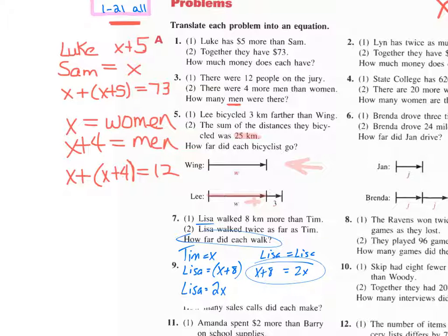Everybody see that? So this time they're telling us to use a W. So here, my equation, W for Wing, and then Lee is 3 plus W, or W plus 3. Let's go ahead and put it as W plus 3. And then we know that in total they bicycled 25. Everybody good on that?